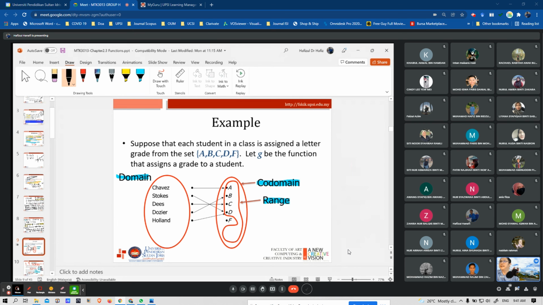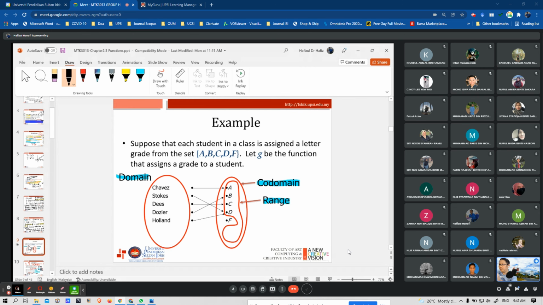Okay, this is another example where the range is more clear. Codomain is what you map to from the domain. We can see here the range is A, B, C, D, because it maps from domain to codomain. Suppose that each student in the class is assigned a letter grade A, B, C, D and F, without the E.